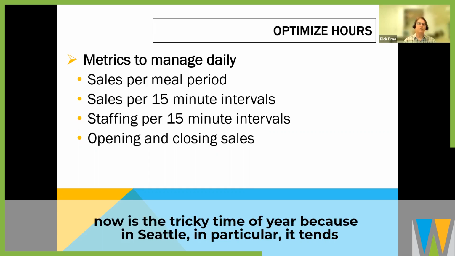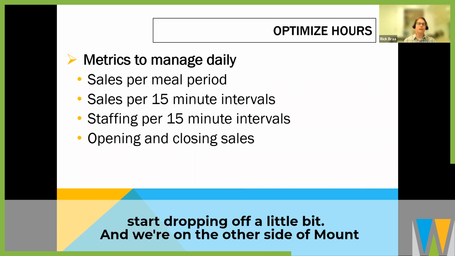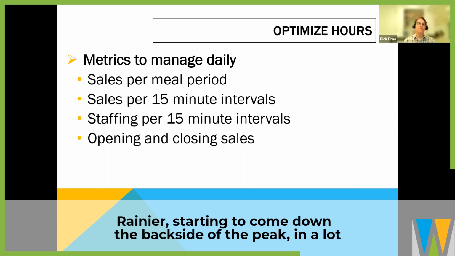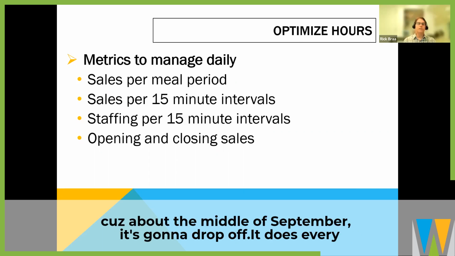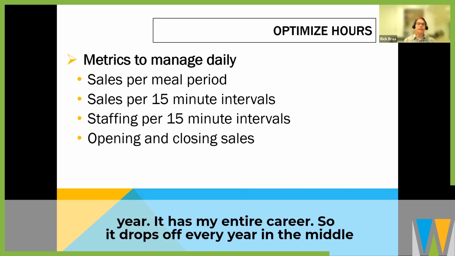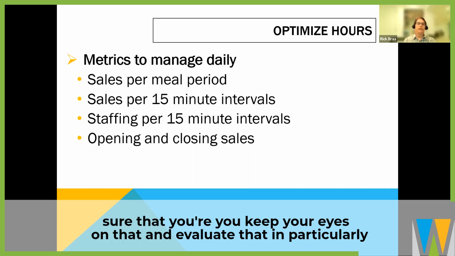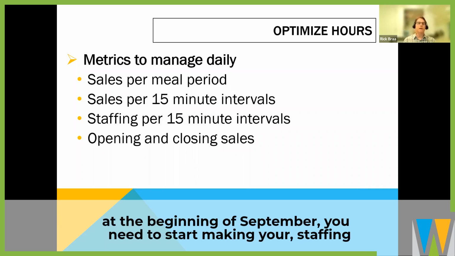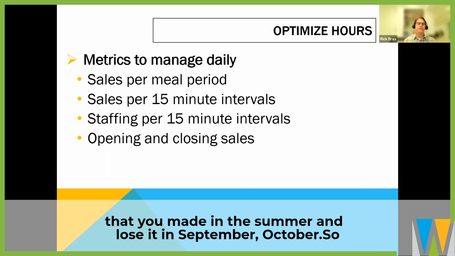And right now is the tricky time of year because in Seattle in particular, it tends to be very seasonal. Silhouette of Mount Rainier, we're already starting to come on the backside of that as we move into August. Things will start dropping off a little bit, and we're on the other side of Mount Rainier, starting to come down the backside of the peak in a lot of cases. So you want to make sure that you're watching that very closely because about the middle of September, it's going to drop off. It does every year. It has my entire career. So it drops off every year in the middle of September if you're a seasonal restaurant. So you're going to make sure that you keep your eyes on that and evaluate that. Particularly at the beginning of September, you need to start making your staffing adjustments for the winter because you don't want to take all the money that you made in the summer and lose it in September, October.